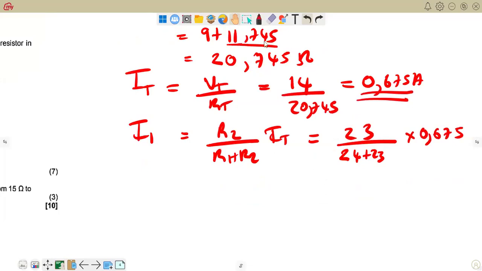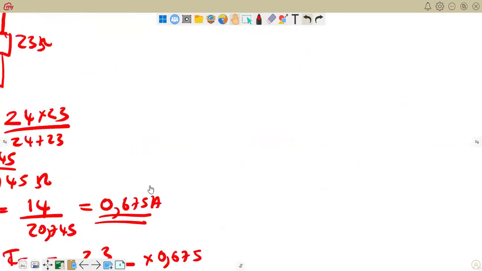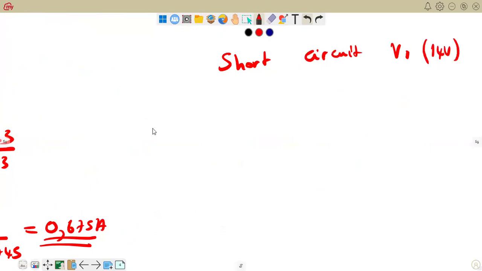Okay, so we have 23 over that, multiplied by 0.6, so it's going to give us 0.33 amperes. That marks our current through the resistor RL having short-circuited V1. What is the next? This time around, we short-circuit V2. Now V2 is the one we are short-circuiting.